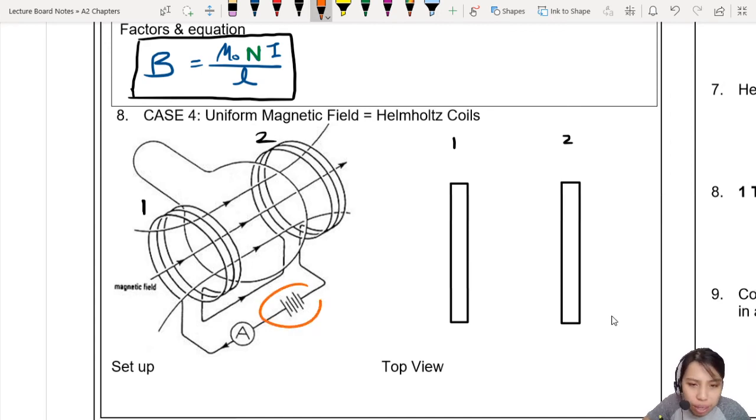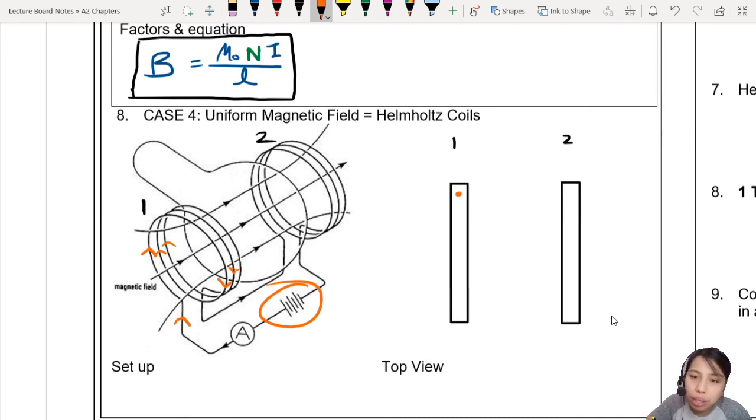Let's see. You see the battery down here? Current. Oh, they drew an arrow for us. So the ammeter is flowing this way. Here it's coming up, loop down, and then up, and then down, and then up, and then down, and up. So for coil 1, on the top part, the current is coming out of the page.